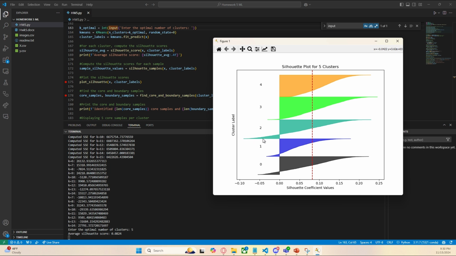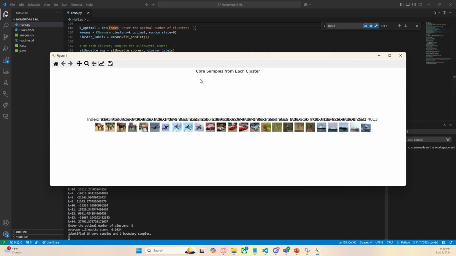But you can see quite a few are in the negative, which would mean they're poorly clustered. It's just that they're not clustered very well to get organized. And then these are the core samples: the horses, planes, cars, birds, and ships. These were the core samples.